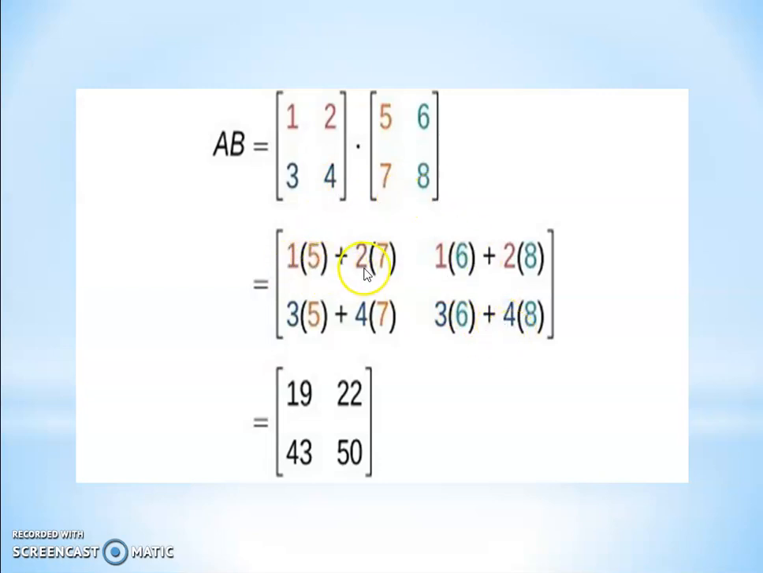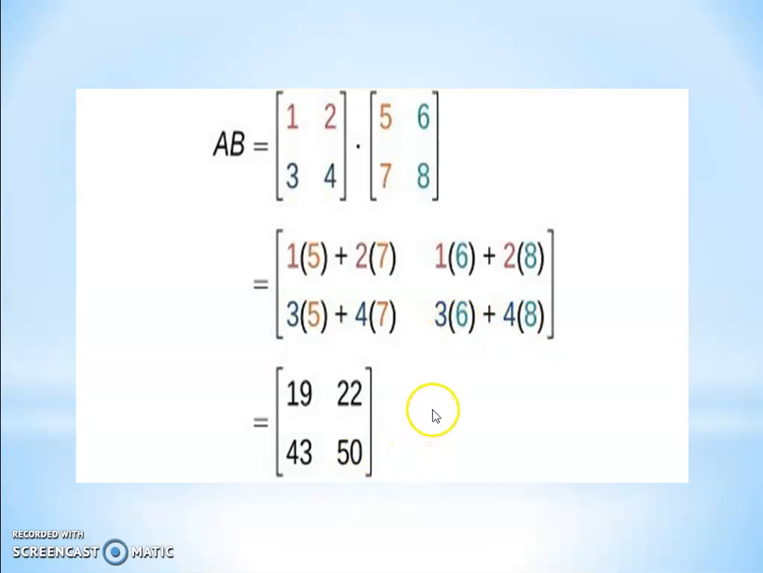5 into 1 is 5, 7 into 2 is 14, 14 plus 5 is 19. 1 into 6 is 6 plus 8 into 2 is 16. 16 plus 6 is 22. 5 into 3 is 15, 4 into 7 is 28. 28 plus 15 is 43. 3 into 6 is 18 plus 8 into 4 is 24. 24 plus 18 is obviously 50.